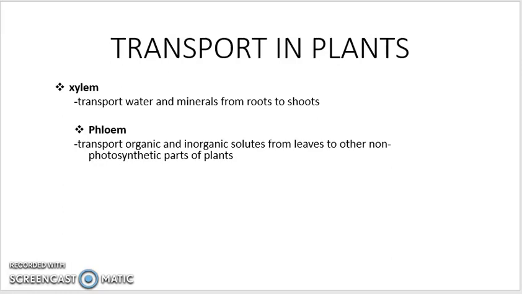Okay, so now let's proceed to transport in plant. So first of all, apa yang awak kena tahu adalah untuk transport in plant, it will involve vascular tissue. So actually there are two types of vascular tissue. The first one is xylem. The function of xylem is to transport water and also mineral from root to shoot. And then for phloem, it will transport organic and also inorganic solute from leaf to other non-photosynthetic parts of plant.